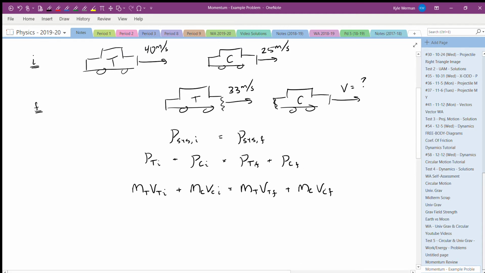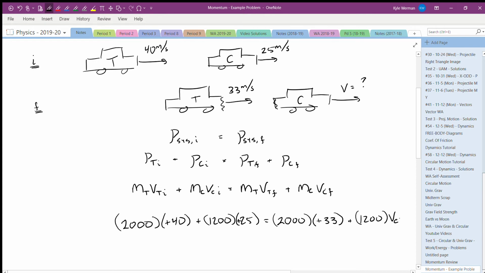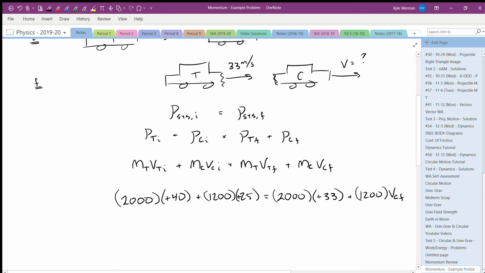So now when we plug in the numbers, all of my arrows point to the right, which makes this problem a little bit easier. I can write in the mass of the Tesla, 2,000 kilograms. Its initial velocity is to the right at 40. It's a good habit to put the sign with the number, even though in this problem it doesn't end up mattering. The Civic is moving to the right at 25 meters per second. Later, the Tesla has slowed down. It's only 33. And you have the Civic moving at some final velocity. And so when you work this problem out, you're looking to solve for your V final.